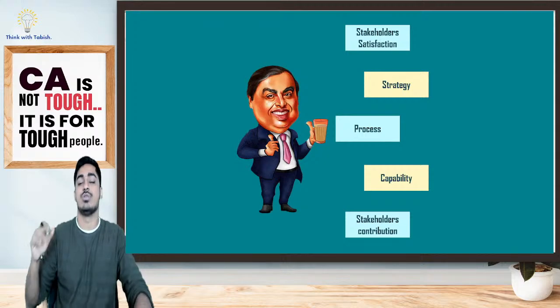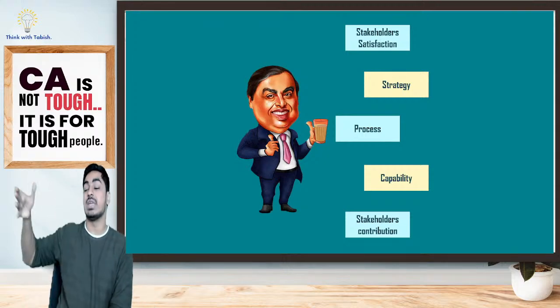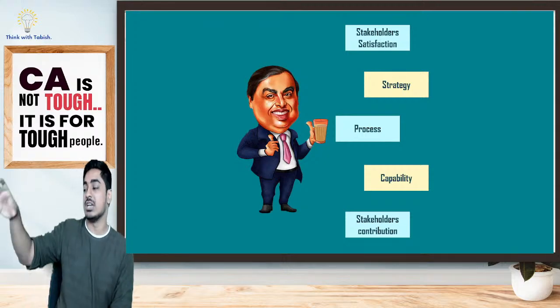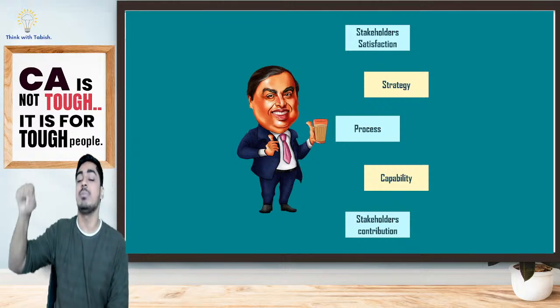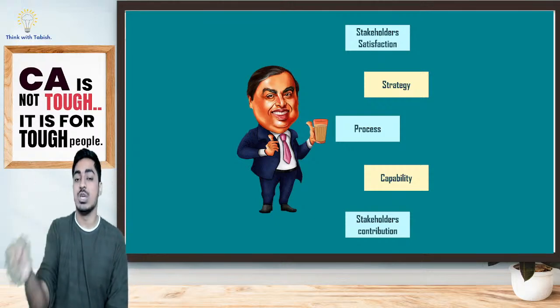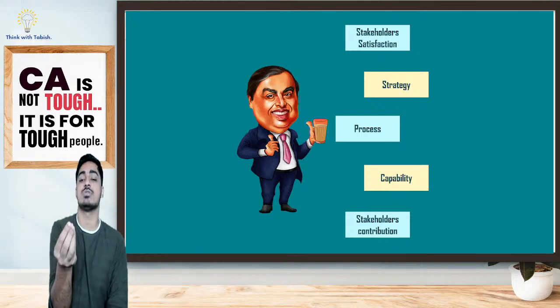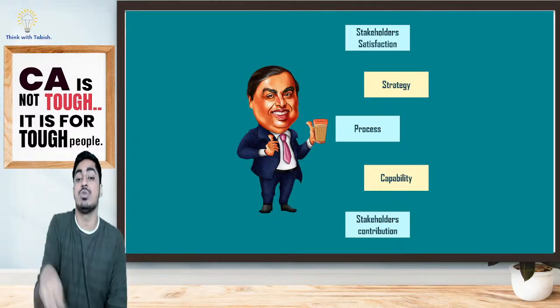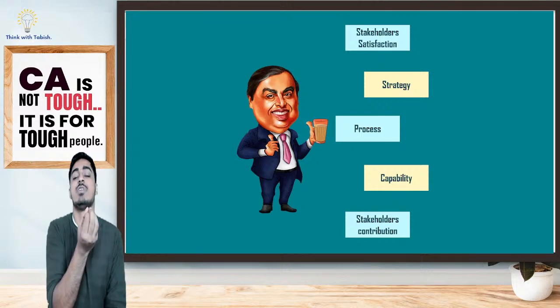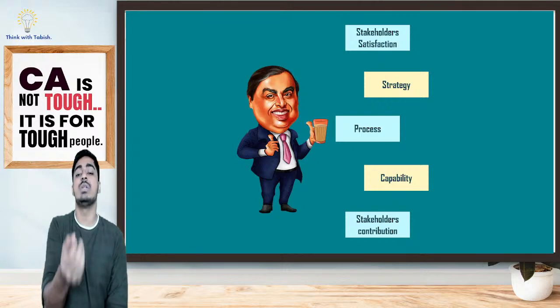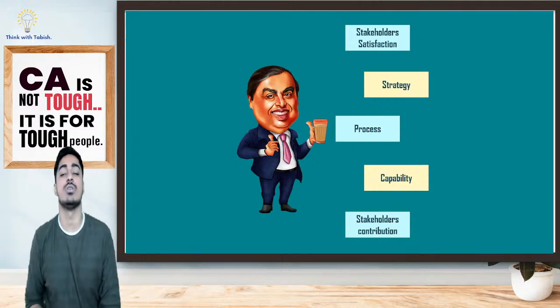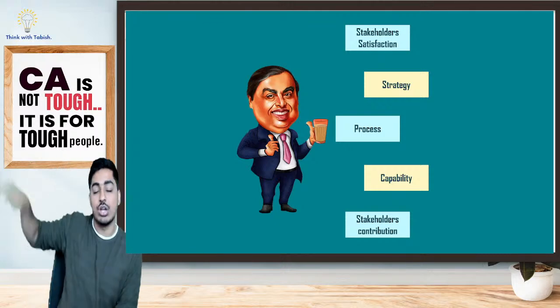Yes, this is over. Look at this, students. Ultimately, I'm starting from the end. I'm telling what my stakeholders want: stakeholder satisfaction. How do I implement that? I will come up with a strategy. How do you implement the strategy? We have seen the step-by-step process. Now, how do you build that process? How do you actually implement that process? You should be developing that capability. And how do you develop that capability? Take contribution from your stakeholders. Is it clear? This is thought-wise.